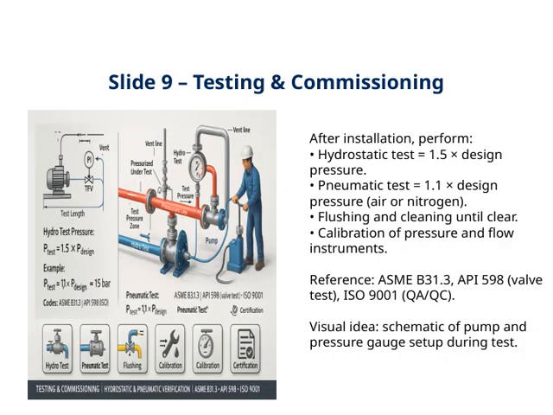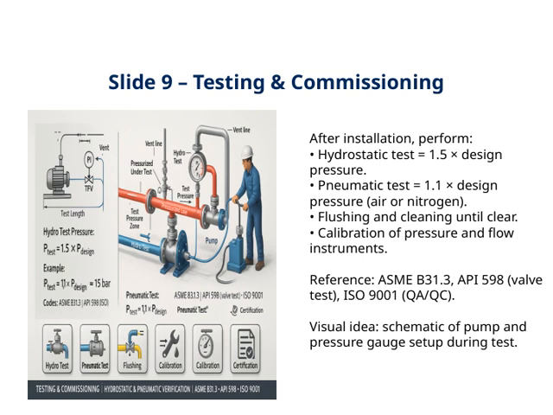Now that we've completed the installation, it's essential to move on to the testing and commissioning phase. First, we'll perform a hydrostatic test, which involves pressurizing the system to 1.5 times the design pressure. This helps us ensure the integrity and strength of the piping under stress. Next, we conduct a pneumatic test using air or nitrogen, but this time at 1.1 times the design pressure, to check for leaks and overall system tightness without risking damage.